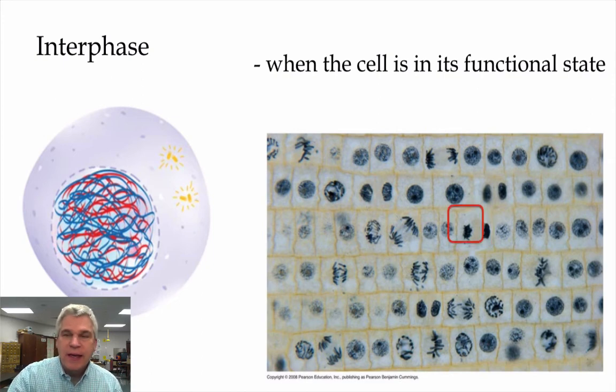Here we see a cell that is in interphase. You can clearly see a distinct border around the nucleus. We don't see any specific chromosomes because the DNA is now in its chromatin shape, and the cell is doing whatever this onion cell is supposed to be doing.